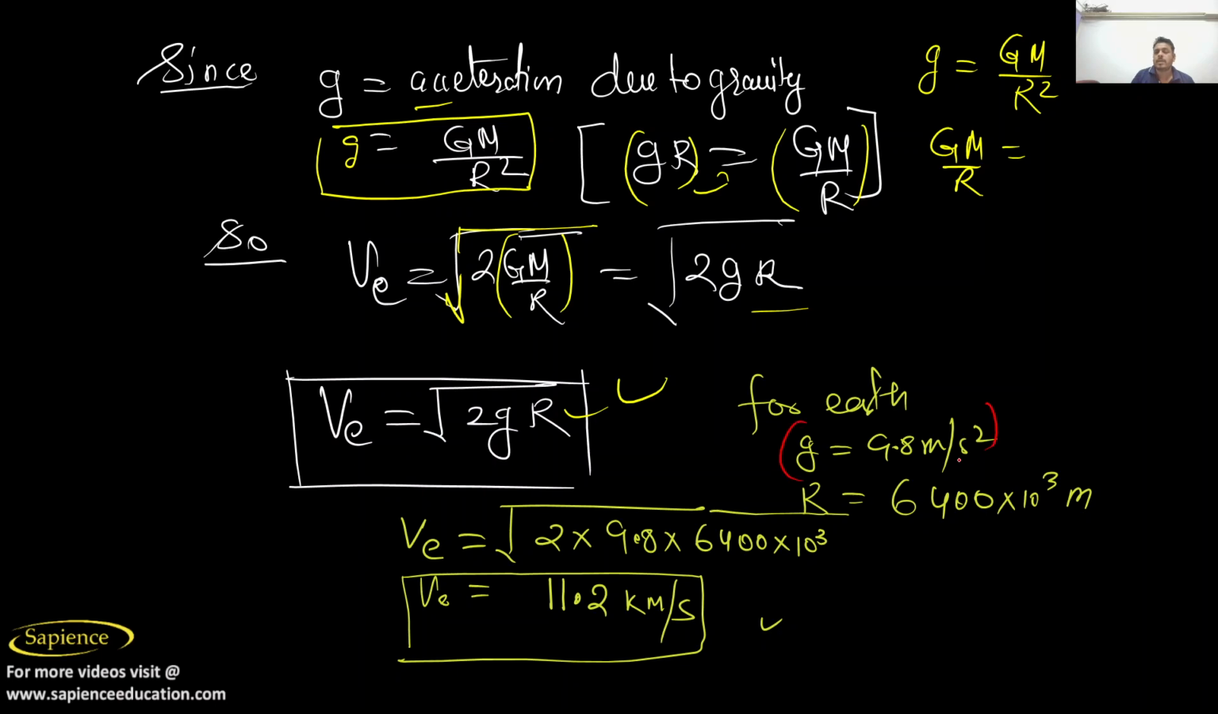Now if you put the values of small g equal to 9.8 meter per second square and the radius of the earth equal to 6400 into 10 power 3 meter, you will get the value 11.2 kilometer per second. So this is the minimum speed a rocket or anything has to travel, at least 11.2 kilometer per second, to overcome the earth's gravitational pull. If it is less than 11.2, what will happen? It will fall down again. So this is what it is all about, right?